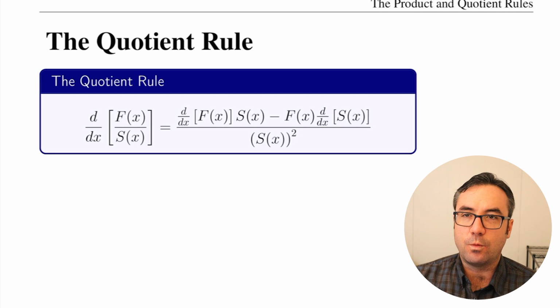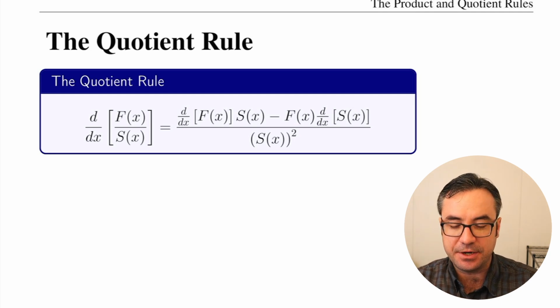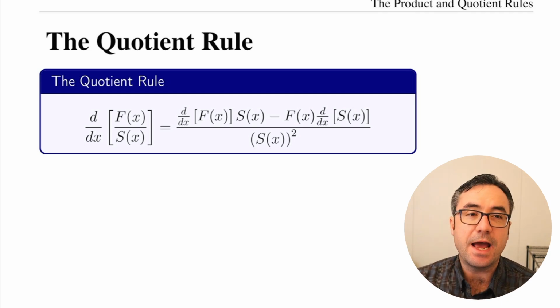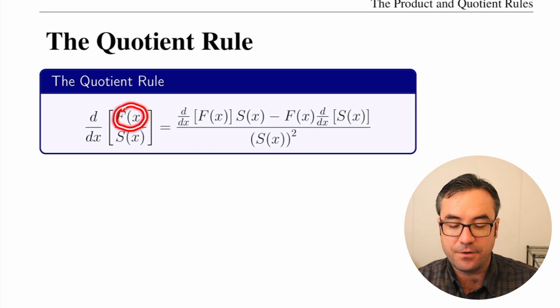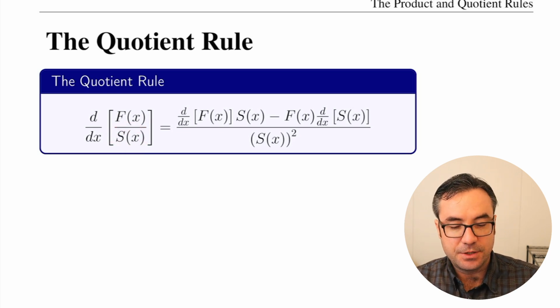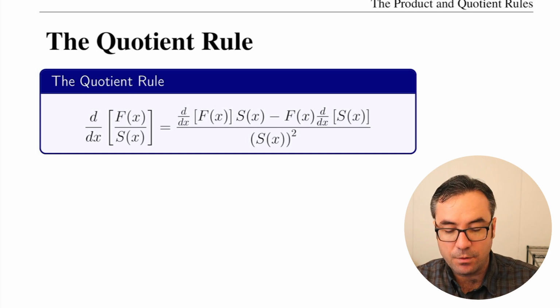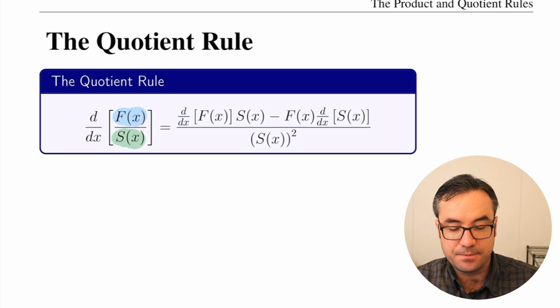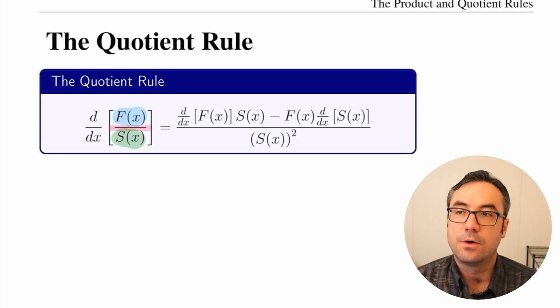So first of all, what is this rule? Well, it tells us how to differentiate when we have the quotient of two functions. So we have one function being divided by another function. So we have a fraction. That's really what we have here. We have one function, another function, and right down the middle there, we're dividing. So we have a fraction.